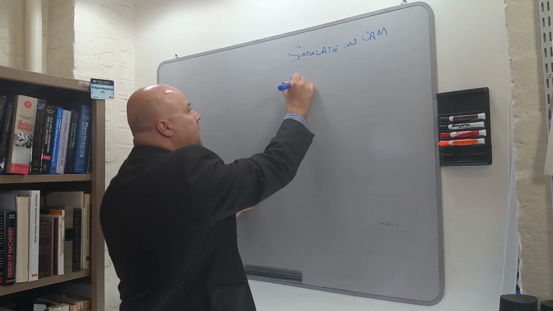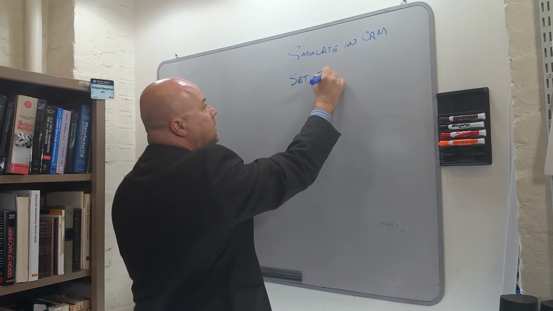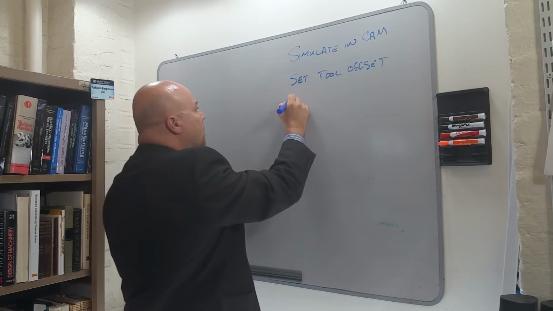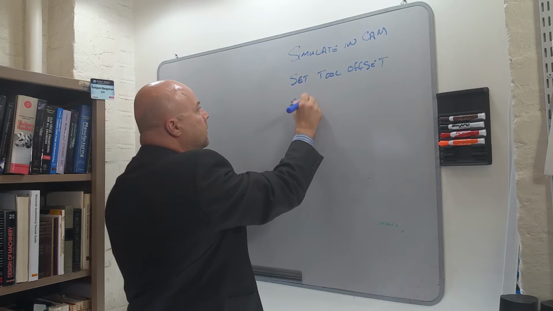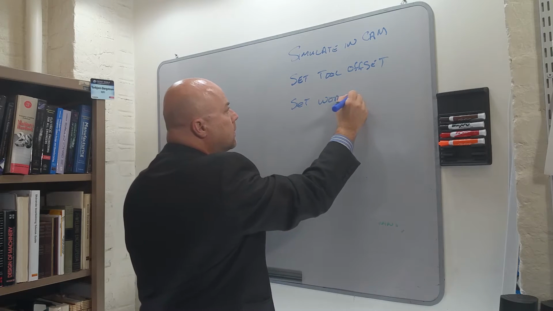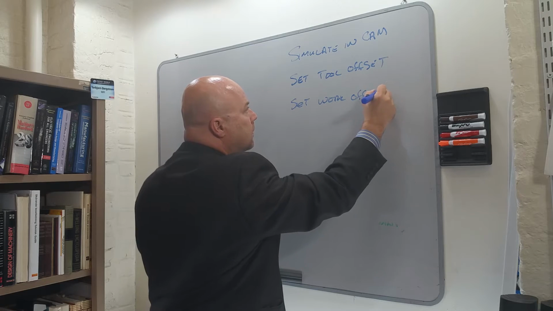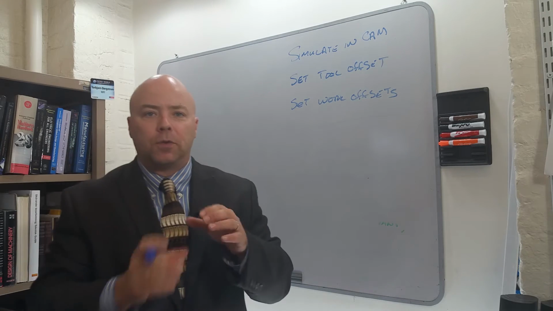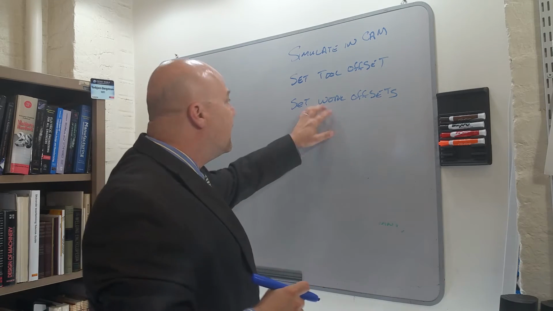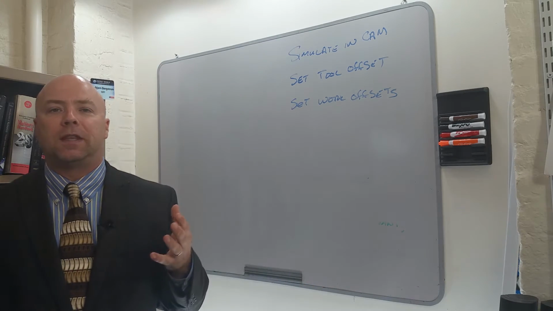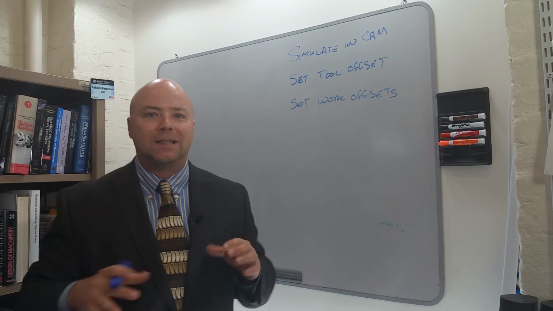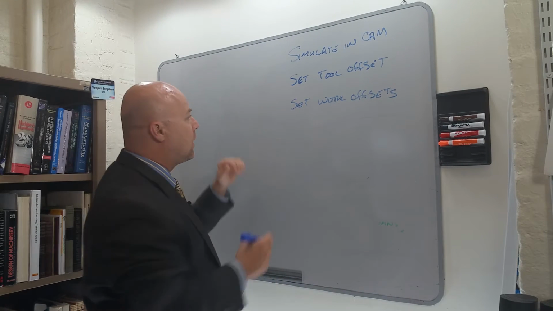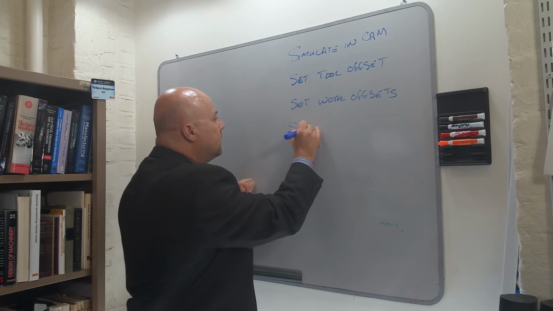You have to set tool offsets, and you have to set work offsets. And so this tells the machine tool about the tools, about how long the tools are, what the diameter of the tools are, and it tells the machine tool where you physically put the workpiece in the machine tool's work envelope. So you simulate in the CAM, set the tool offsets, set the work offsets, simulate.